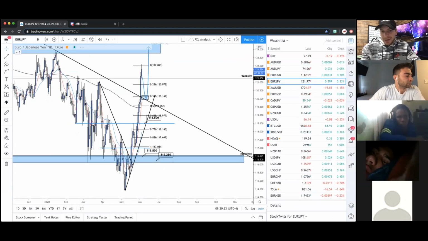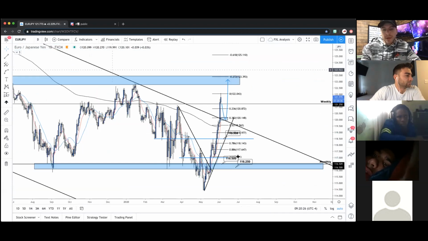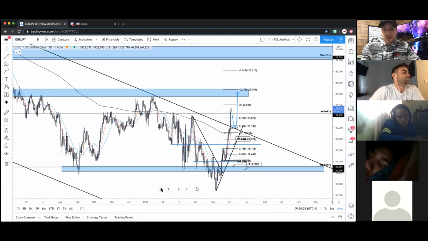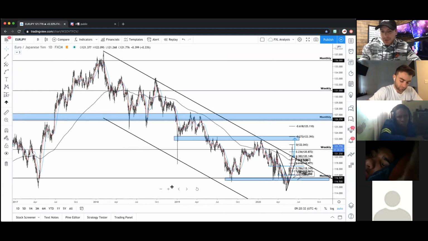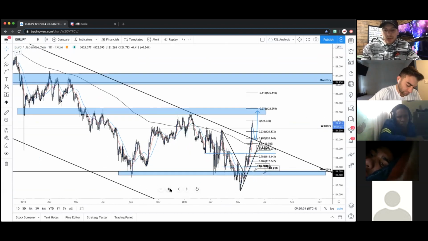All right, so EJ, and then we're going to move on to gold in a second. So here's EJ. Jump to the daily time frame. We can establish it's super bearish, super bearish, very steep bearish channel. Let's go ahead and zoom in for a second.